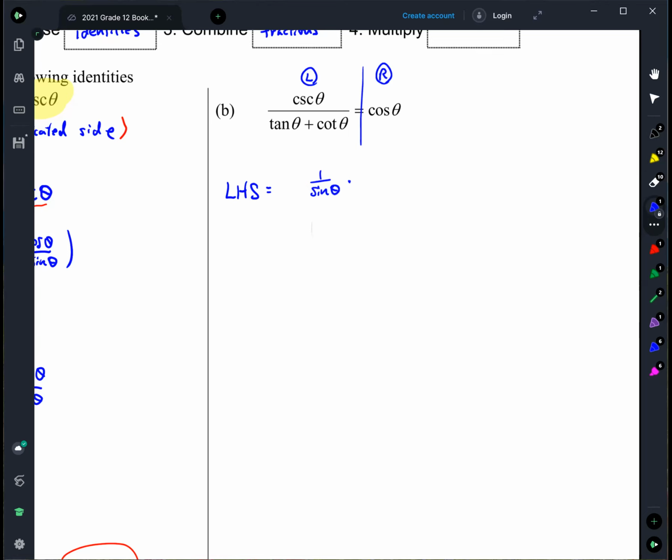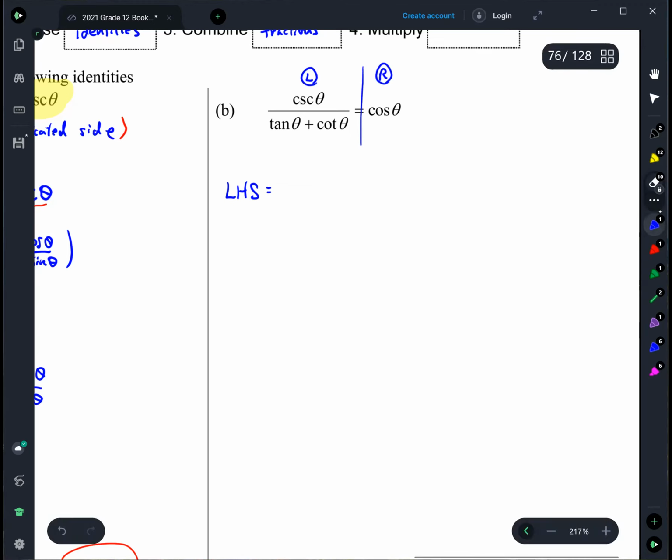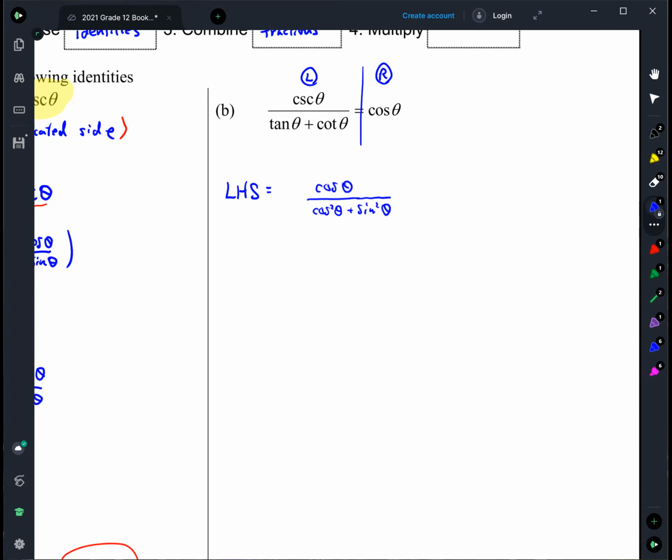So Waylon, I'm not 100% sure. You can tell me what you got, and we can talk about it. I got cosine theta over... hold on. Let me erase it. So cosine theta over cosine squared theta plus sine squared theta. That's the left side? Yeah. Okay, can you tell me where the cosine theta comes from?